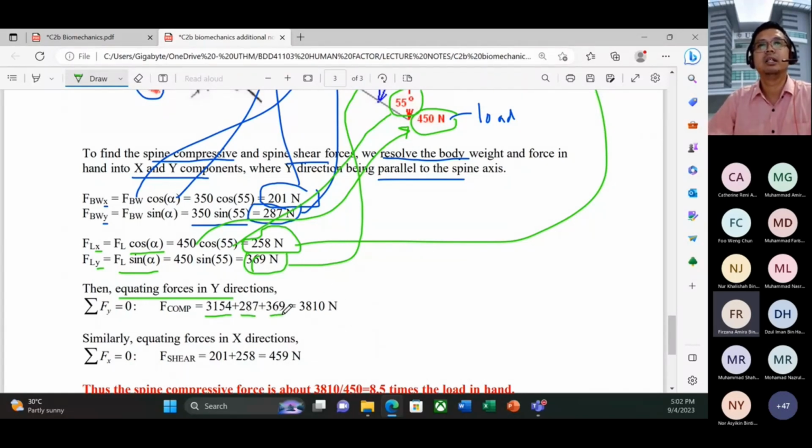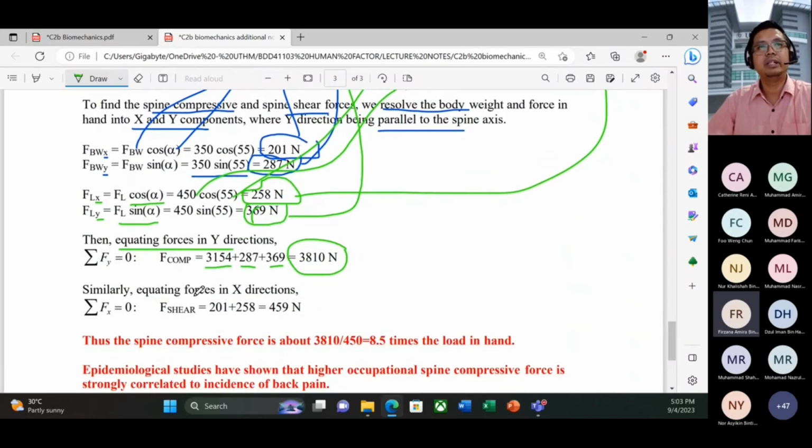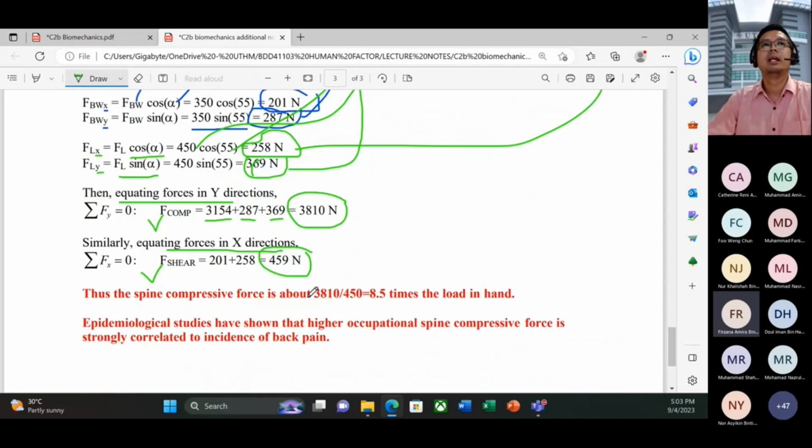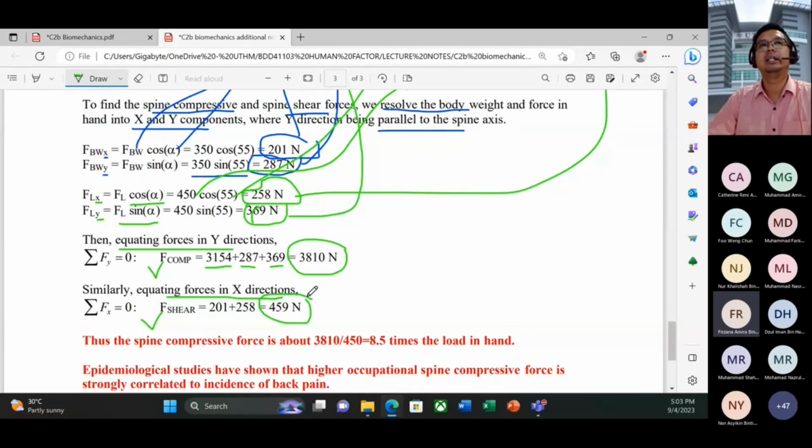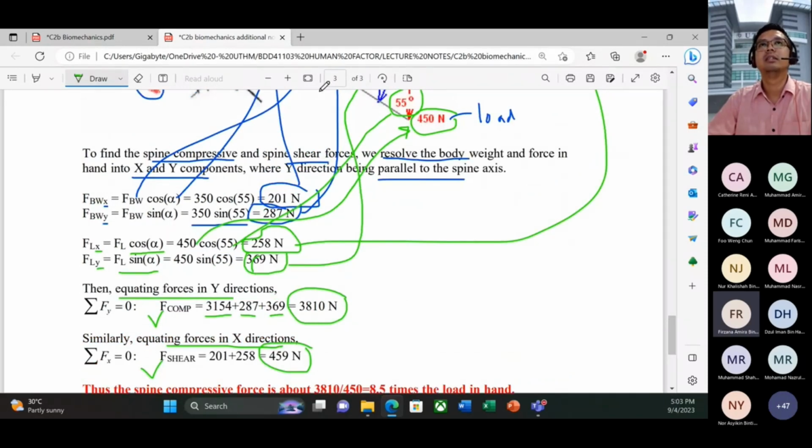So we will get the compression force 3,810 Newton. Meanwhile, for the x direction, this is force compression, this is force shear. We'll get 201 plus 258, so we'll get 459 Newton. This is how we calculate the compression force, and this is how we calculate the shear force. Clear?